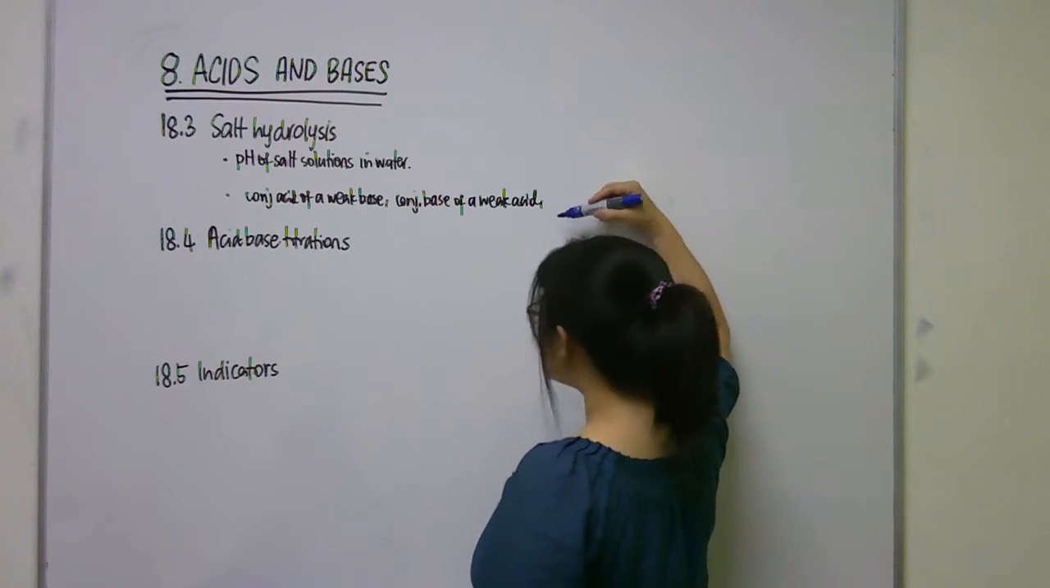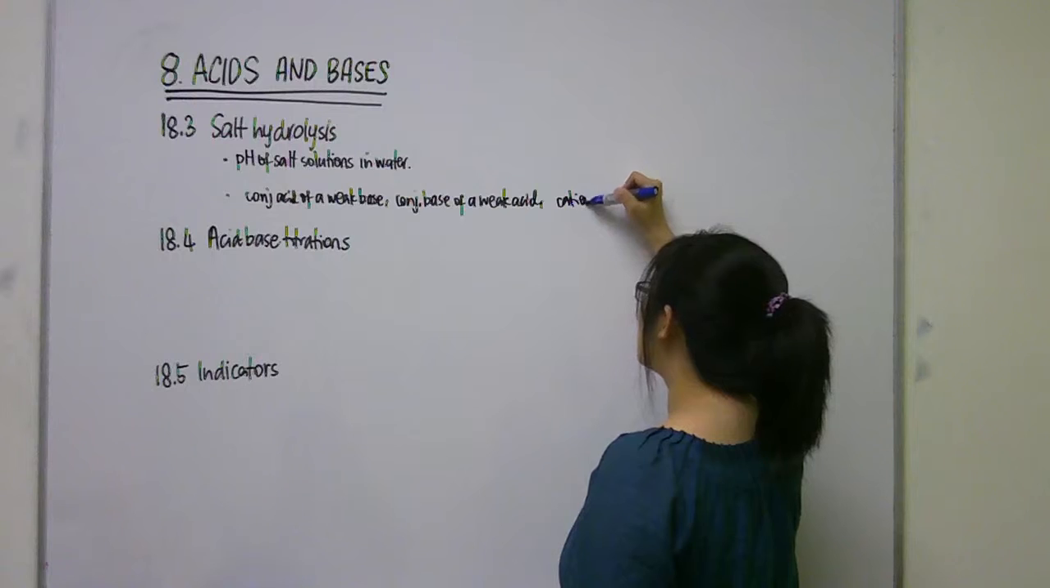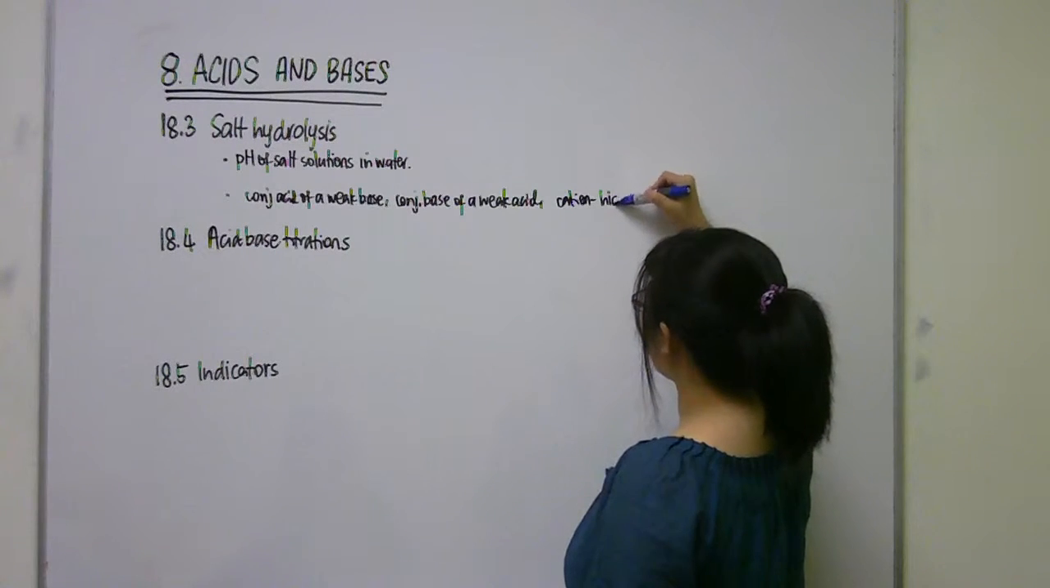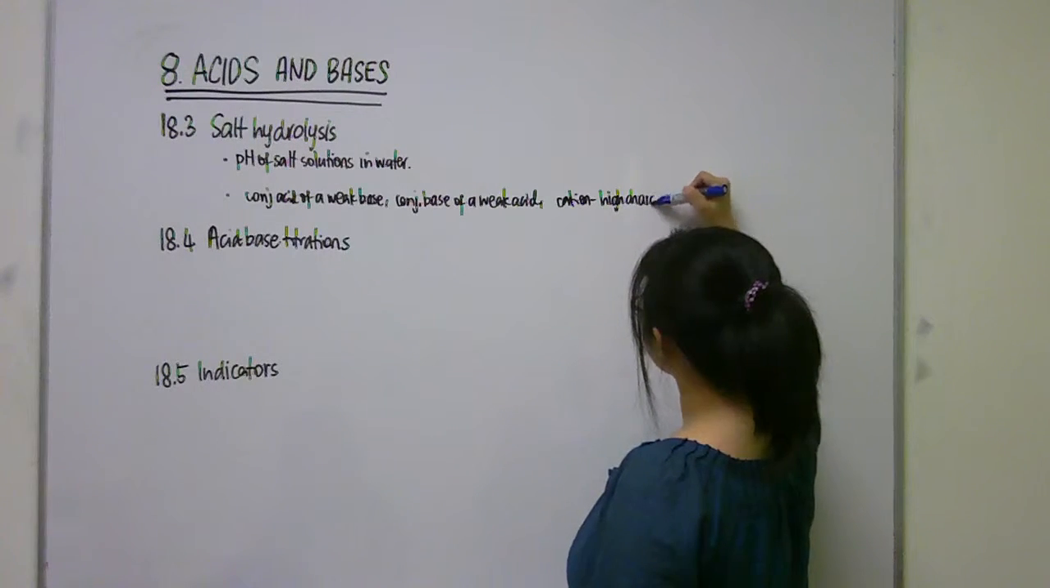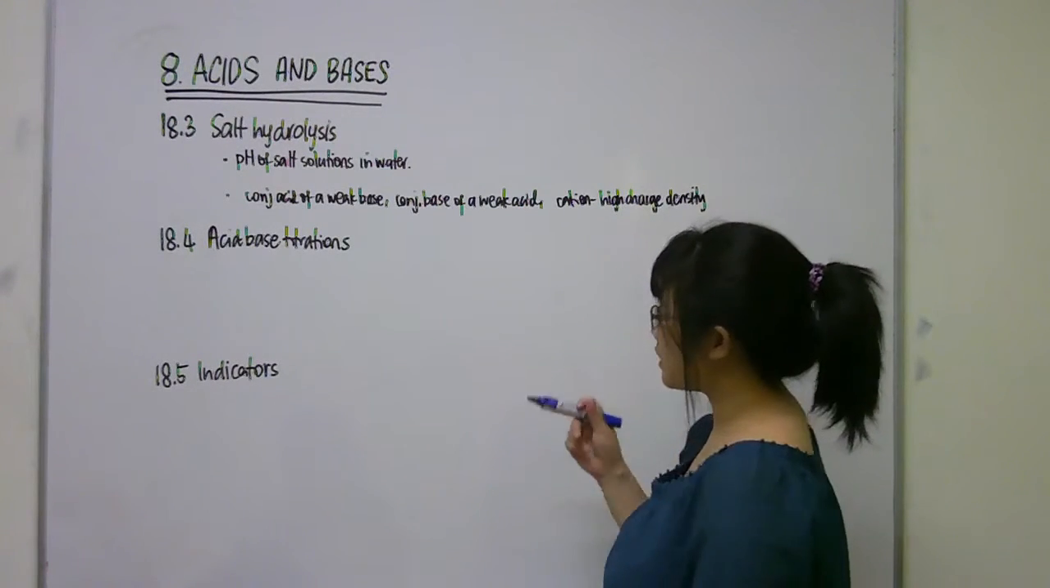One more special case will be when the cation has a very high charge density. That's for salt hydrolysis.